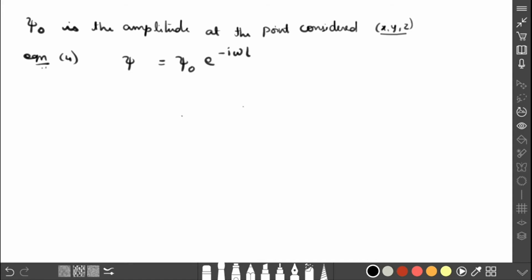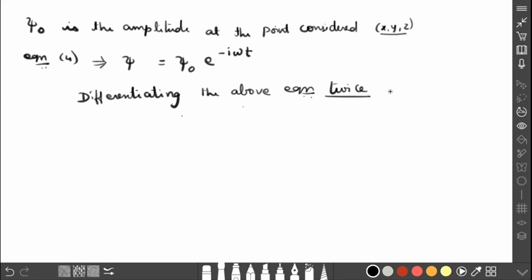Okay, what I'm going to do? Differentiating, this is equation 4 I already mentioned. So differentiating the above equation twice, this is very important, twice with respect to time. Okay, differentiating the above equation twice with respect to time. So what we will get, listen here.